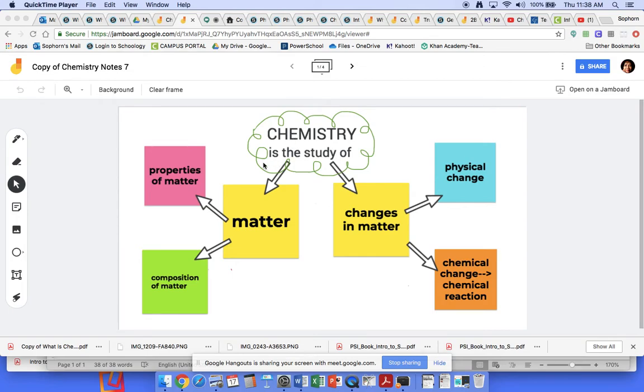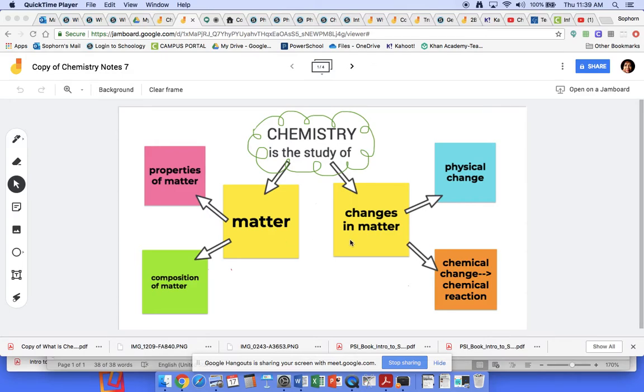Okay, so chemistry. In the last assignment, I asked you to do some research about chemistry on your own. In these notes right here, I am showing you the very basic parts of chemistry. So, what is chemistry? Chemistry is the study of what? It's a study of matter and changes in matter. So those are the basic things.